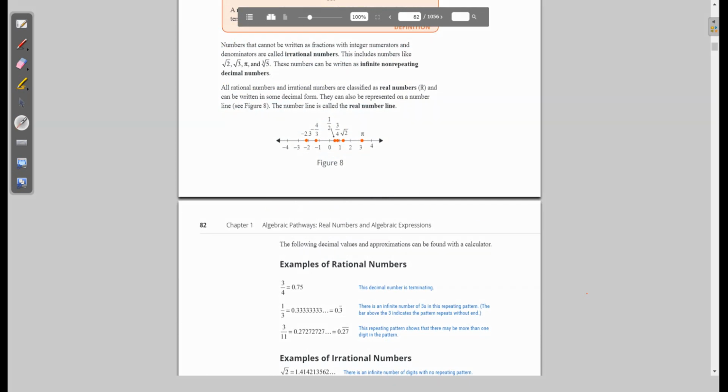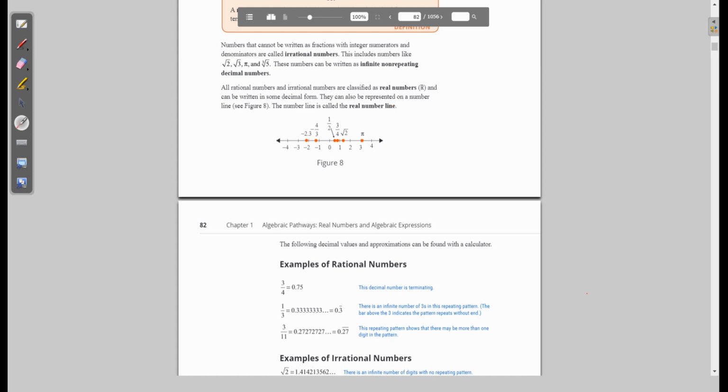So numbers that cannot be written as fractions with integer numerators and denominators are called irrational numbers. Right? So rational numbers are numbers that can be written in fraction form. Numbers that cannot be written in fraction form are called irrational. This includes numbers like the square root of 2, the square root of 3, pi, and the cube root of 5. These numbers can be written as infinite, non-repeating decimal numbers. So all rational numbers and irrational numbers are classified as real numbers and can be written in some decimal form. They can also be represented on the number line. The number line is also called a real number line.